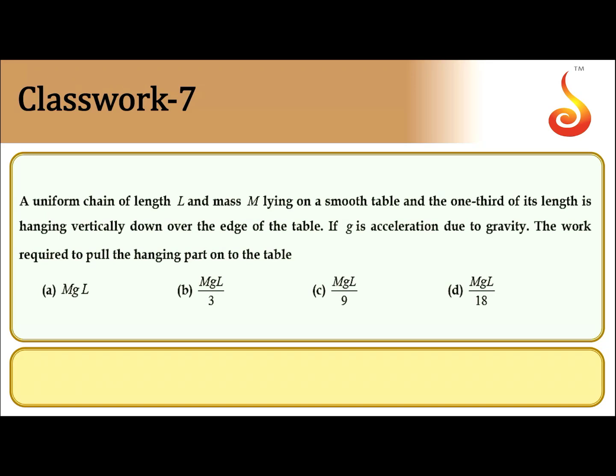Example 6. A uniform chain of length L and mass M lying on a smooth table has 1/3 of its length hanging vertically down over the edge of the table. If g is the acceleration due to gravity, the work required to pull the hanging part onto the table is.